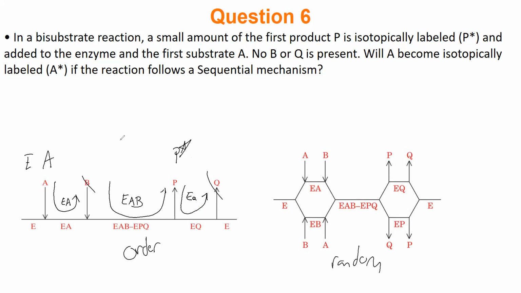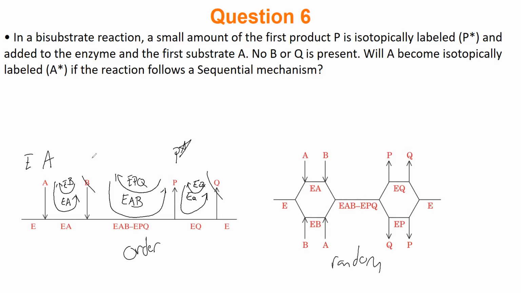Now, if I look at this mechanism, I have E, A, and P. And let's do reverse. If I want to go reverse, I need E, P, Q. Go reverse here, E, B. And to go reverse here, I just need E, Q as well. So there's no way I can actually go reverse or forward in this mechanism.